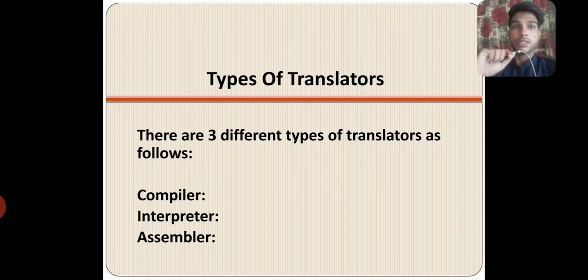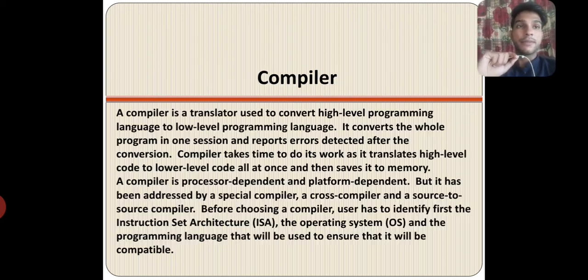The types of translators: there are three different types of translators as follows. The first one is compiler, the second one is interpreter, and the third one is assembler. I will define them one by one. First one is compiler. What is a compiler? A compiler is a translator used to convert high level programming language to low level programming language. It converts the whole program in one session and reports errors detected after the conversion. A compiler takes time to do its work as it translates high level code to lower level code all at once and then saves it to memory.